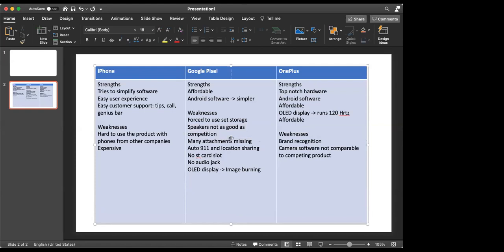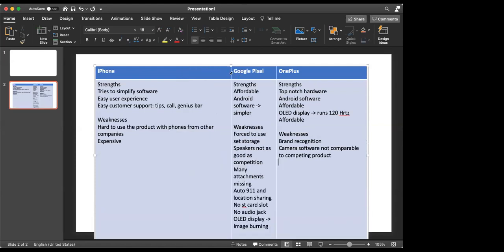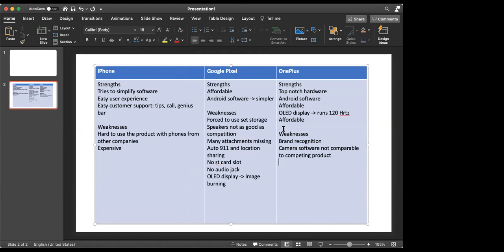Okay. Why won't this copy paste? All right. Let's pretend like it copy pasted. All right. So, the point of it.